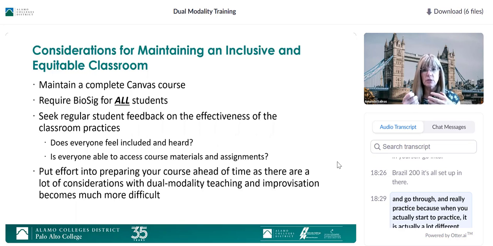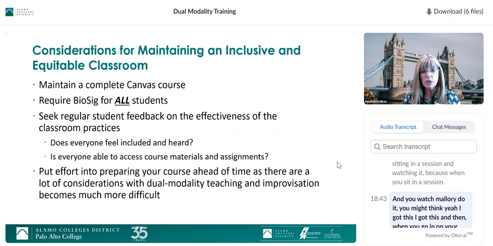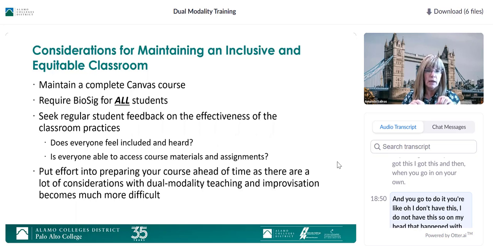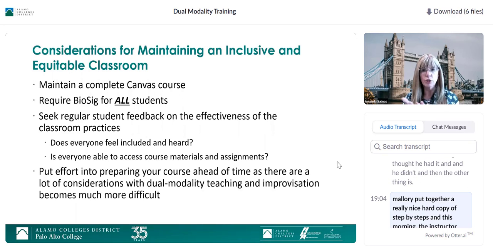Because when you sit in a session and you watch Mallory do it, you might think, yeah, I got this. And then when you go in on your own and you go to do it, you're like, oh, I do not have this. I had that happen with an instructor this morning. He thought he had it, and he didn't. And then the other thing is, Mallory put together a really nice hard copy of step-by-steps.